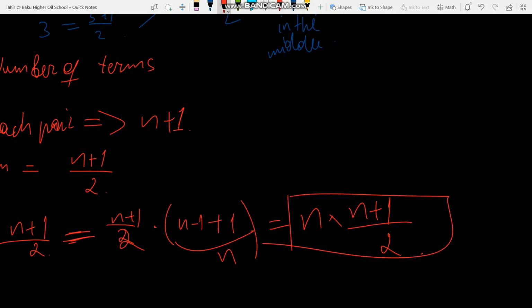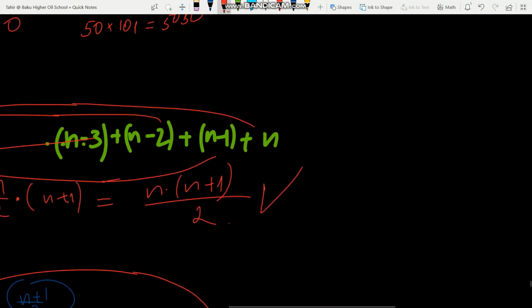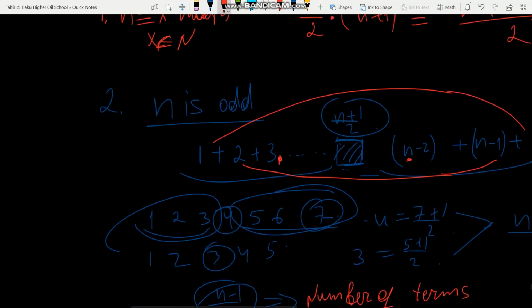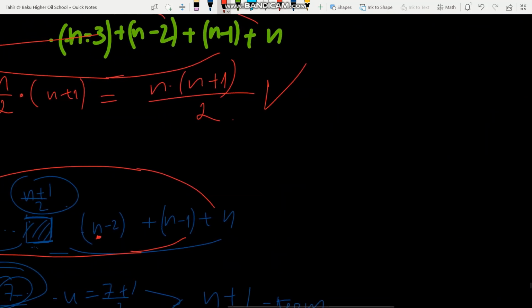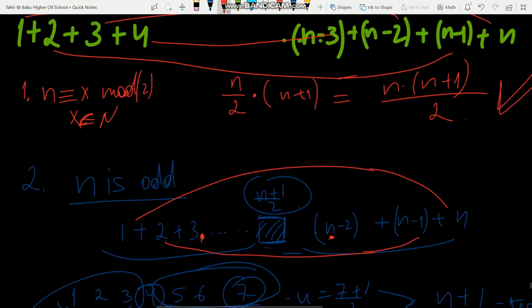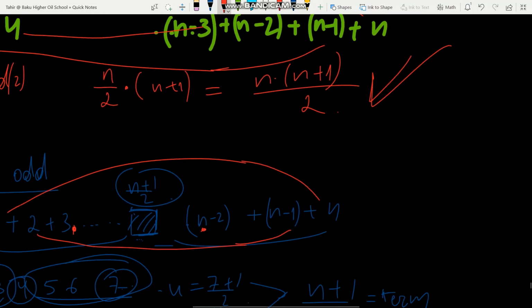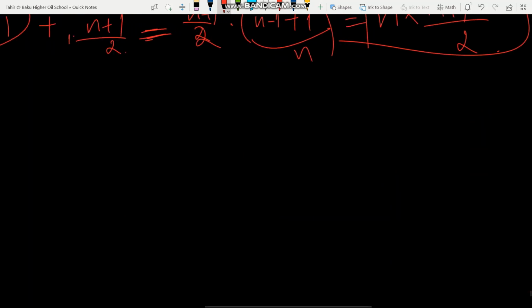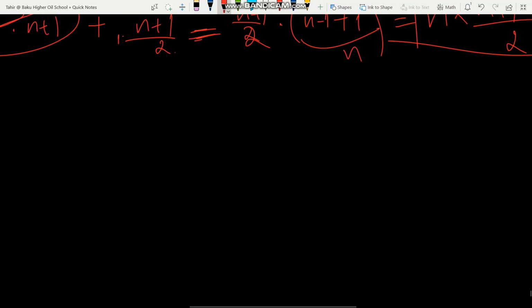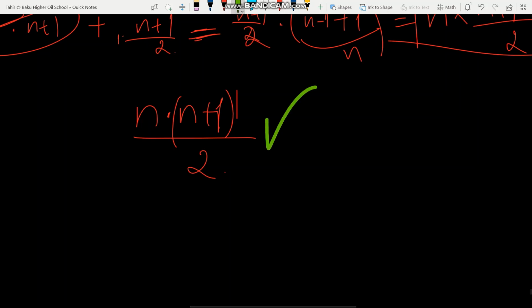As you saw, we got the same formula which we had for the even number of terms. The final formula is equal to n, which is the last term of our sequence, multiplied by n plus 1 divided by 2. And this will be correct in each case. You can check it by writing different samples.